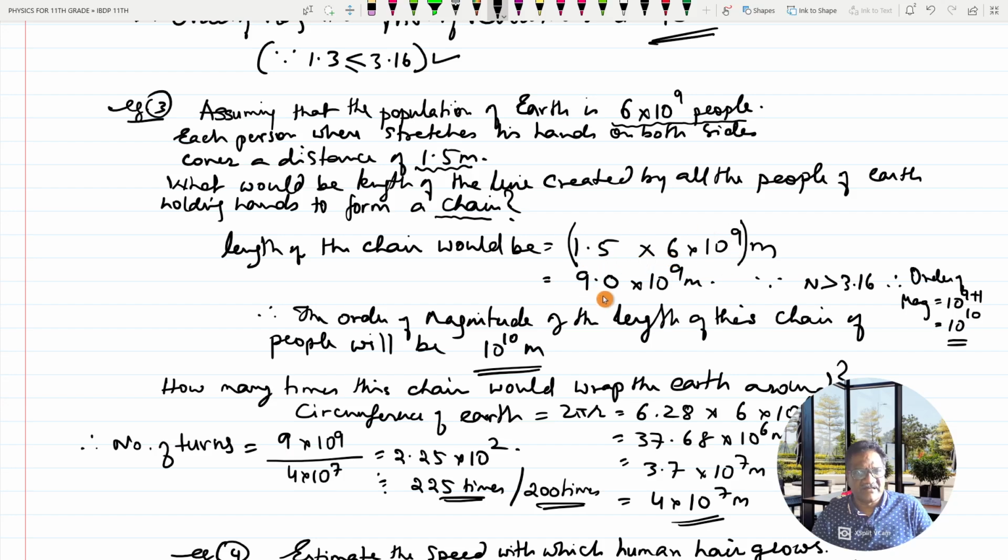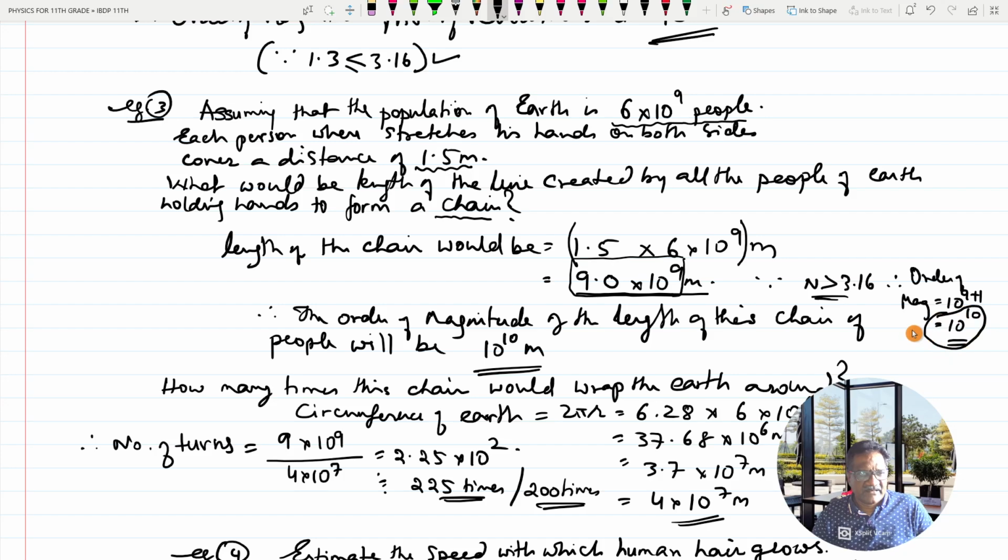So this can be written as 9 into 10 raised to 9 meters. This is the length of the chain that can be formed, in scientific notation form. And since 9 is greater than 3.16, your order of magnitude will become 10 raised to 9 plus 1, that is 10 raised to 10. So the order of magnitude for the length of the chain is 10 raised to 10.